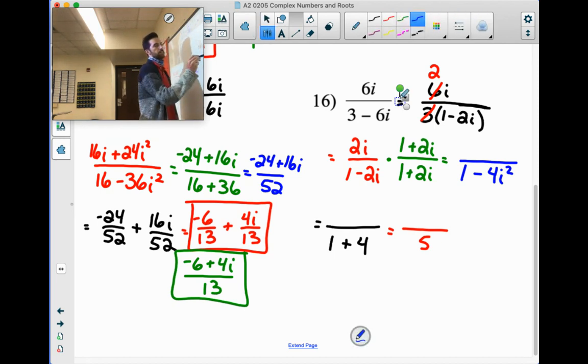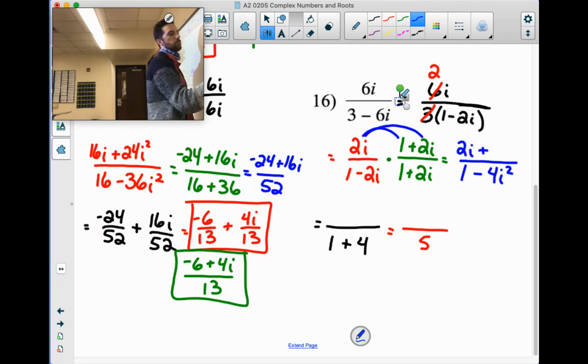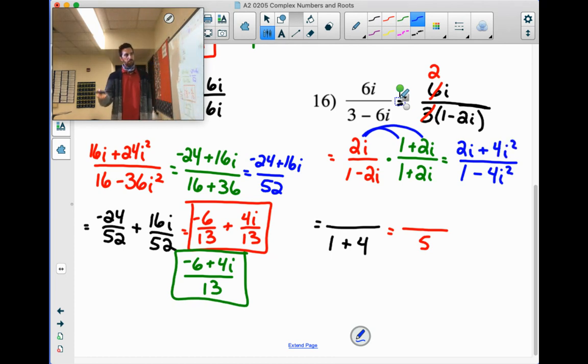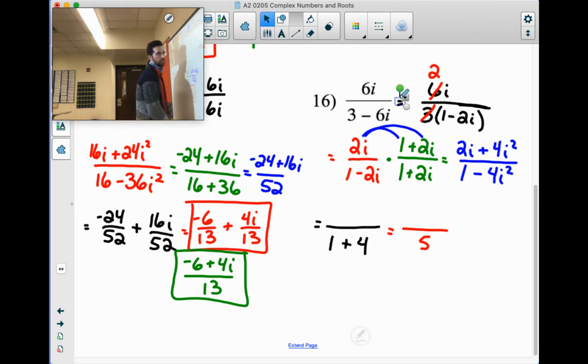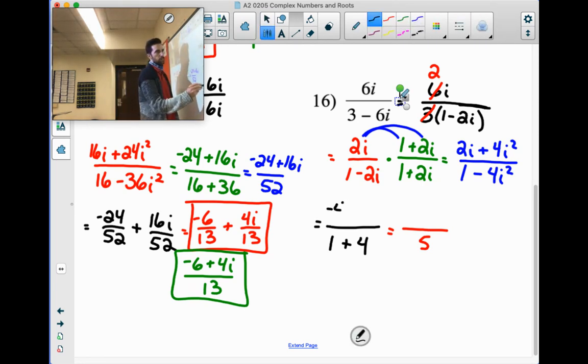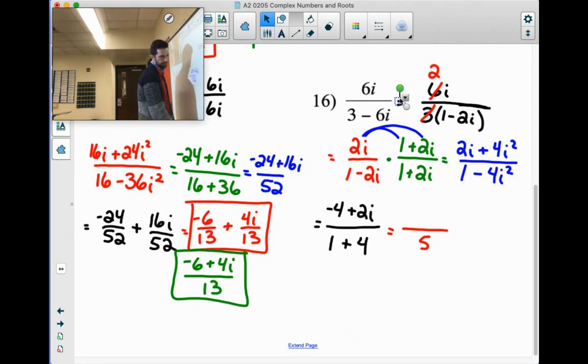So 2i times 1 is 2i. 2i times 2i is 4i squared. And positive 4i squared becomes negative 4, right? Because it's 4 times negative 1. So we'd have negative 4 plus 2i, which we can't combine.